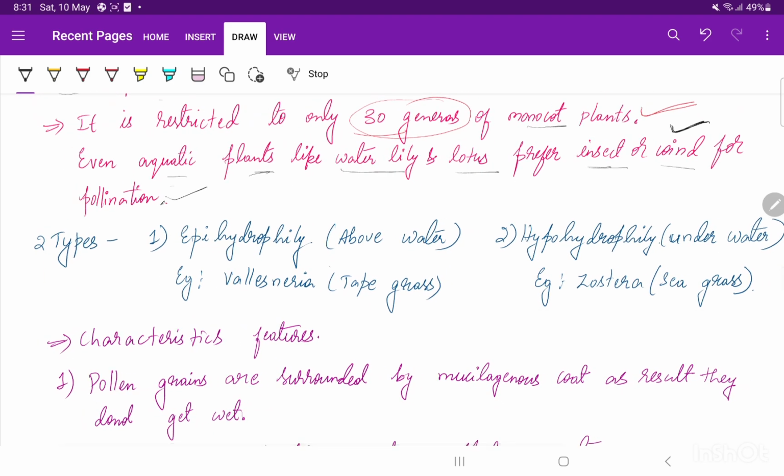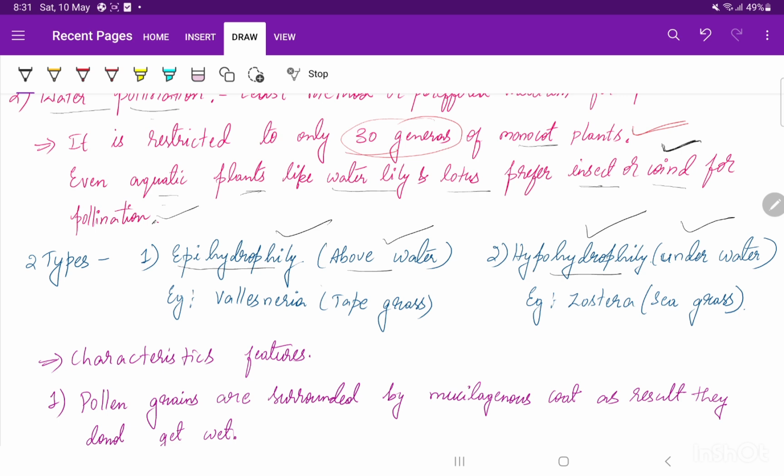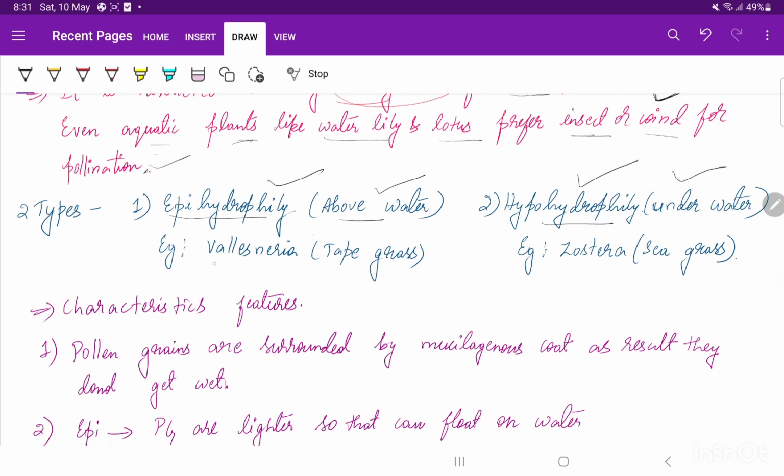Next, there are two types of water pollination, that is epihydrophily and hypohydrophily. Epihydrophily means above the water, hypohydrophily is under the water. Example, in epihydrophily, Vallisneria or tape grass. In hypohydrophily, Zostera or seagrass. Okay, if water is present here, it is above the water, but in hypohydrophily, it is below the water.